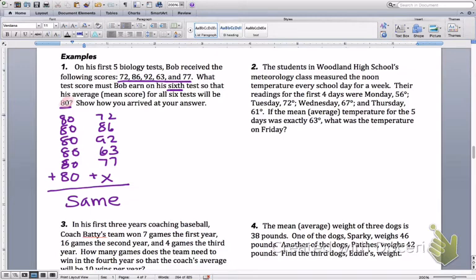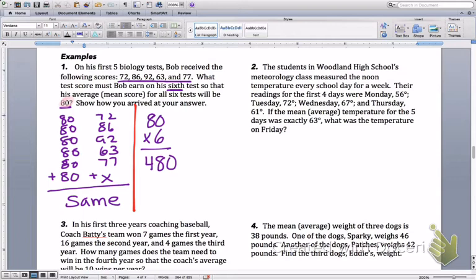So that's where our directions come in. So we're going to multiply our average by how many data points? By 6. So instead of doing 80 plus 80 plus 80, instead of adding 6 times, we're just going to do 80 times 6. That will give me what 80 adds up to 6 times for an average of 80. So that means Bob would need to get 480 points for the 6 tests in total.